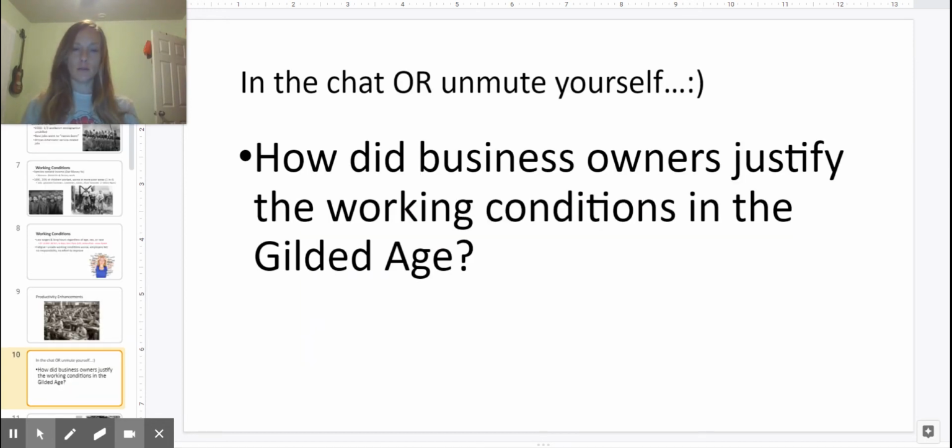And so, again, if you're watching the playback, pause it. You can go ahead and pause and respond. How did business owners justify the working conditions in the Gilded Age? So what was their goal? What was the goal of all the industry?